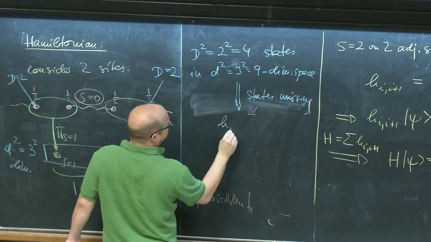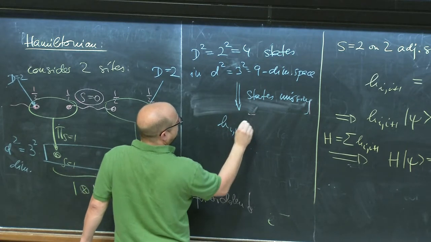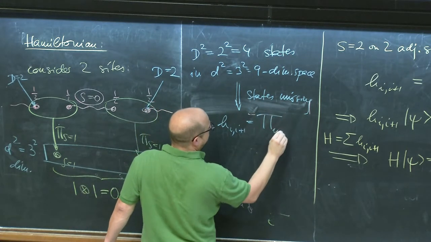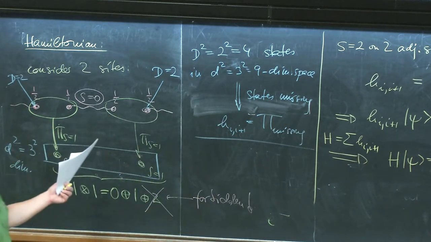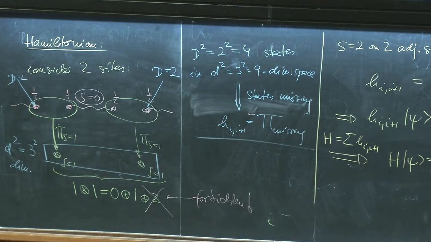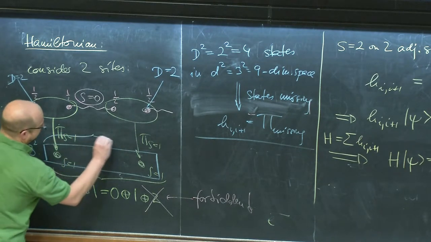So I can define a Hamiltonian, which is a projector onto the missing ones. Now it already sounds much more general. All I need is that this space is bigger than that space. Now you might say, okay, but this depends on the choice of these parameters. This must be smaller than that one. But even that need not be the case because there's no specific reason to consider two sides. I could do the same for three sides or for some number L of sides, right?